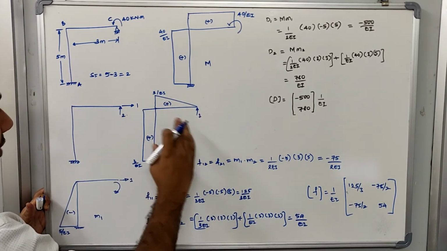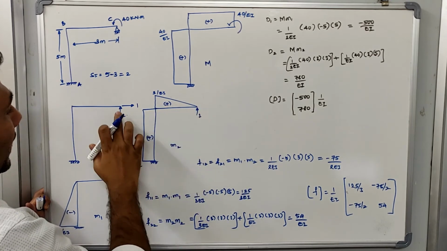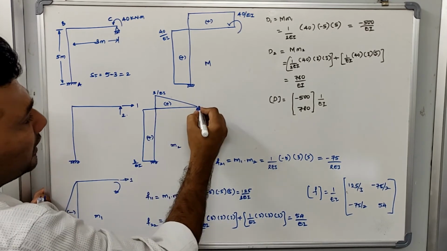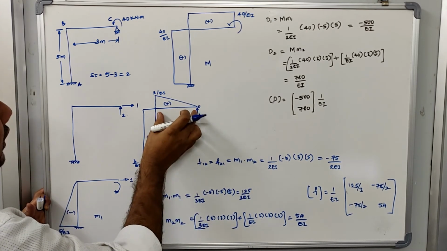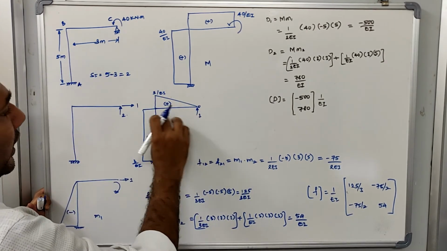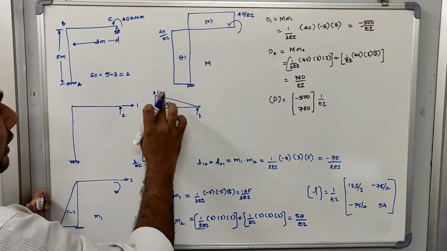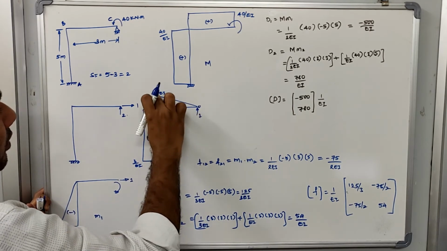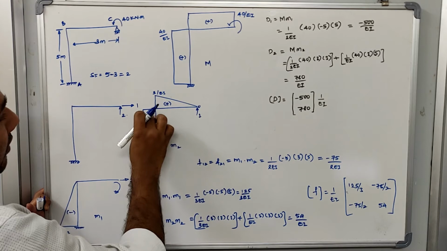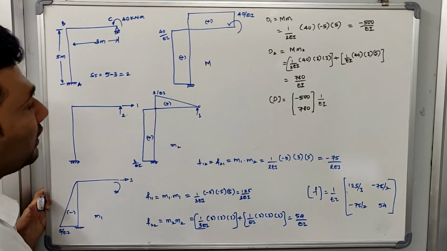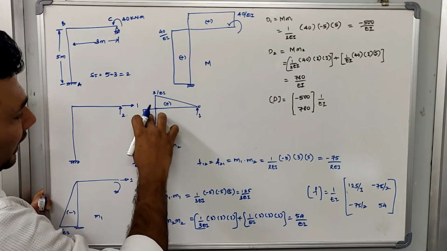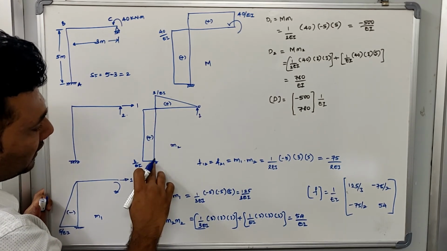So I will take this frame and I will apply the unit load. Let us start from here. Here the bending moment is equal to 0. Okay, so what is the distance from here to here? It is 3 meter. So 1 into 3 is equal to 3. So that's why the bending moment here is 3, and the bending moment on the other side will be 3 itself. And this 3 will continue till it reaches this point.